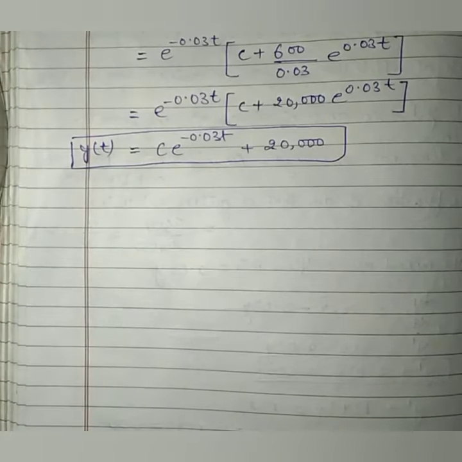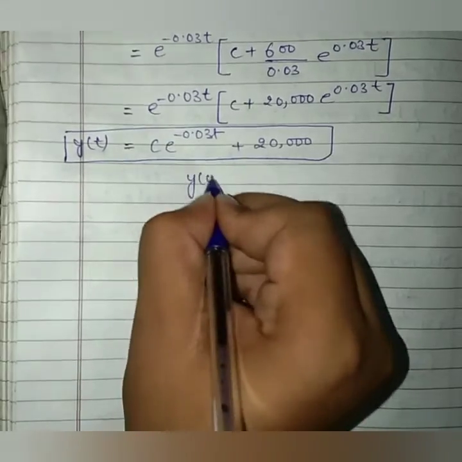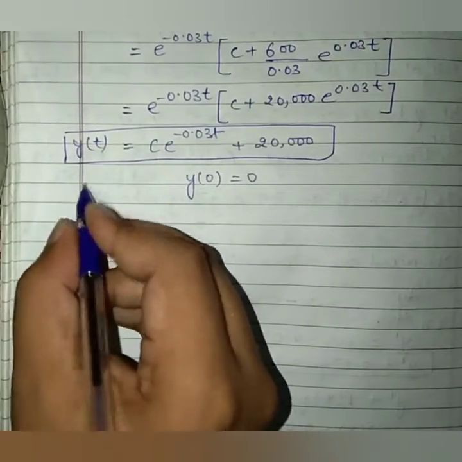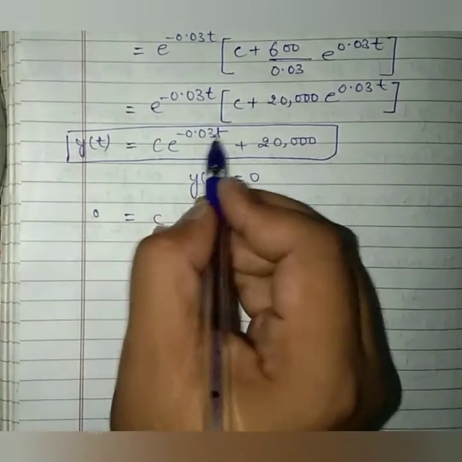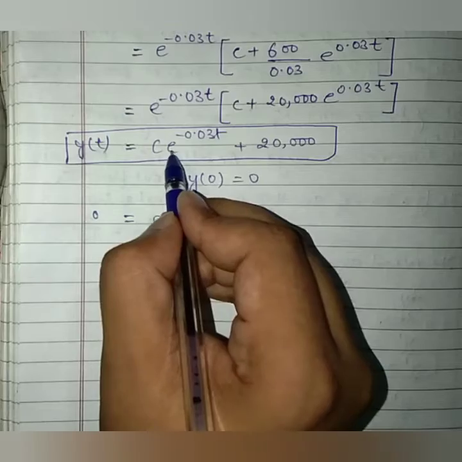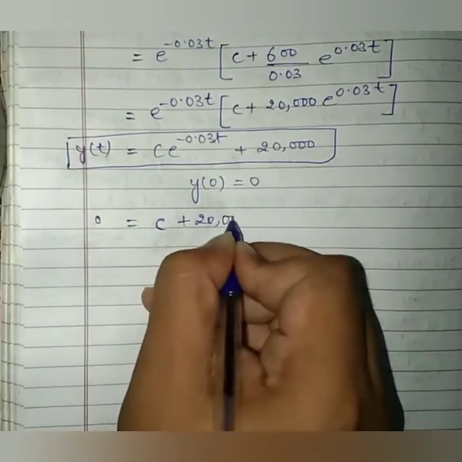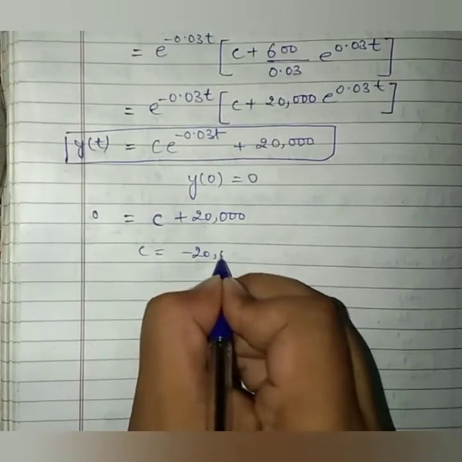This equation will also be taken as a reference in the later part. Now we have been given the initial condition y of 0 equals 0. When we put t equals 0, e power 0 becomes 1, so c plus 20,000 equals 0. So the value of c will come out to be minus 20,000.